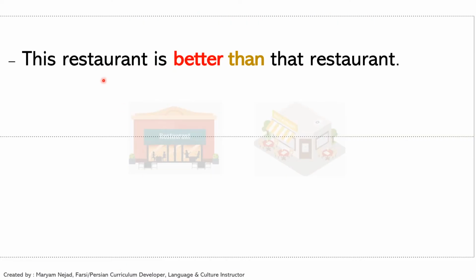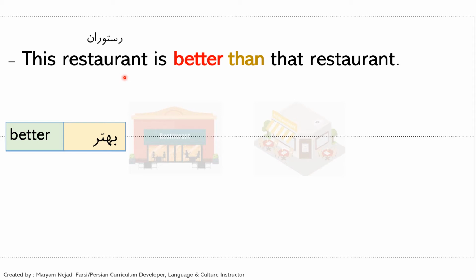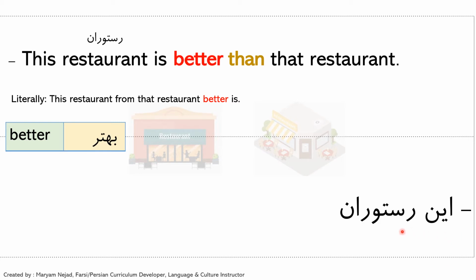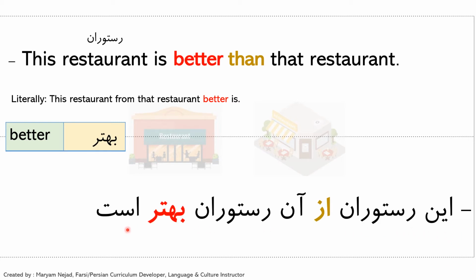Let's take a look at an example with better. So we want to say this restaurant is better than that restaurant. So better we said is بهتر. And restaurant is the same word, it's just the pronunciation is different. We say restaurant. Alright, so we are going to start with this restaurant. And then literally we need to say something like this restaurant from that restaurant better is. این رستوران از آن رستوران بهتر است.